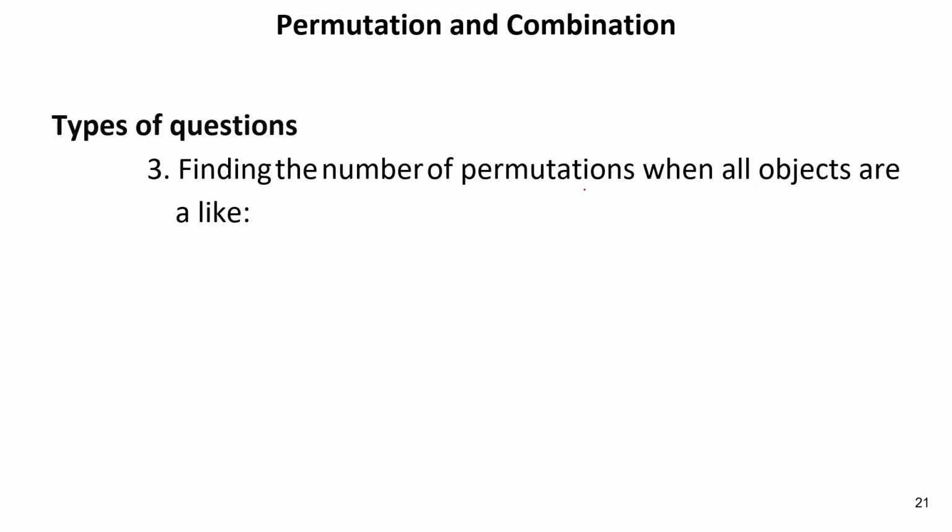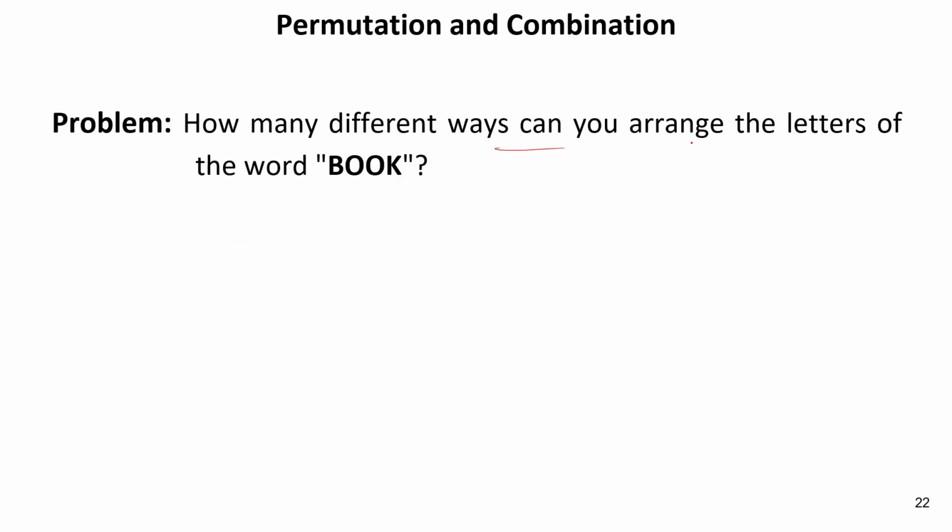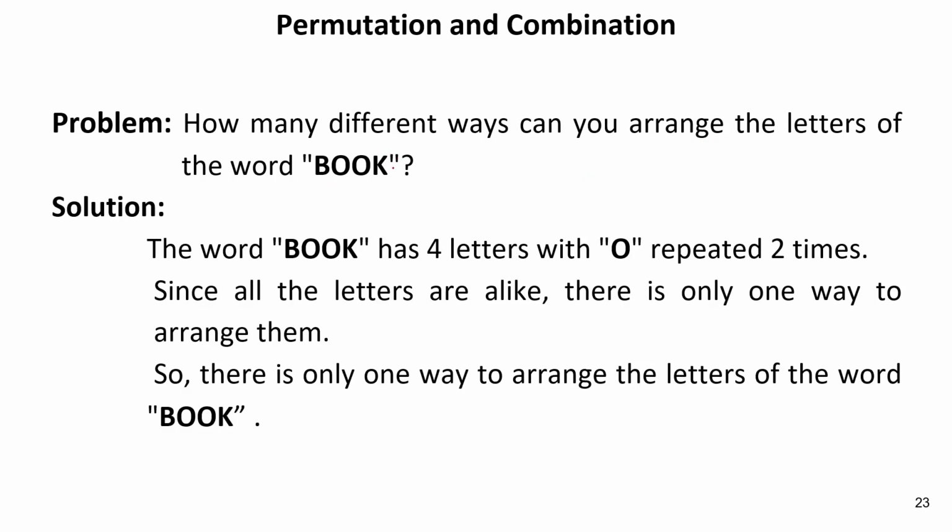Okay, finding the number of permutations when some objects are actually alike. So how many different ways can you arrange the letters of the word book? So it will be what? 4 factorial by 2 factorial, because the number of letters is equal to 4, but the number of distinct letters is equal to 3. So it will be what? 4 factorial by 2 factorial. Okay. So that will be equal to 4 into 3. That is equal to 12. Okay. In 12 different ways, we can actually arrange the letters of the word BOOK.